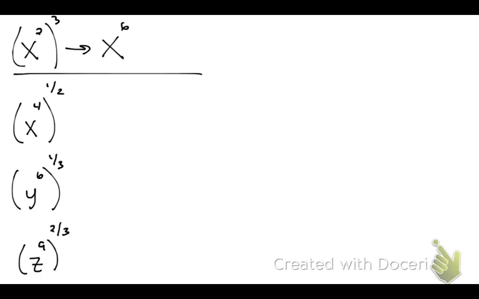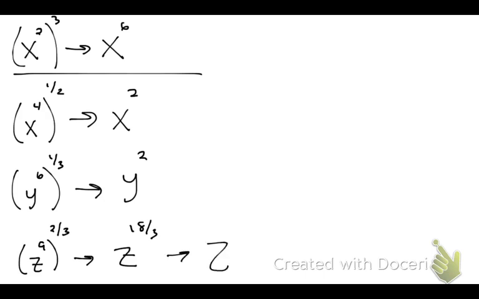Well, x to the 4th to the 1/2 by power to a power is x squared, because 4 times a half is 2. Y to the 6th to the 1/3 is y squared, because 6 times a third is also 2. Z to the 9th to the 2/3, well, that would be z to the 18 over 3. And 18 over 3 is just 6, so it just becomes z to the 6. So power to a power is exactly the same, even if the exponents are rational. Let's look at one more.